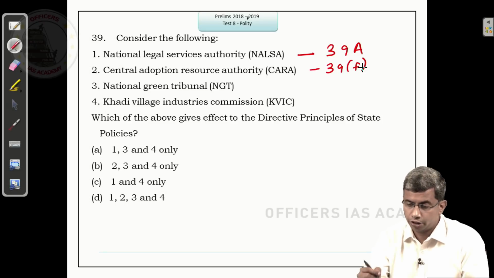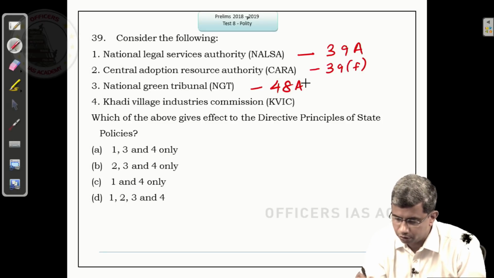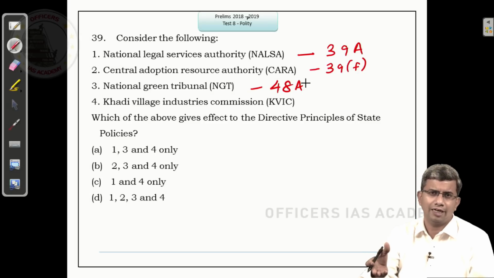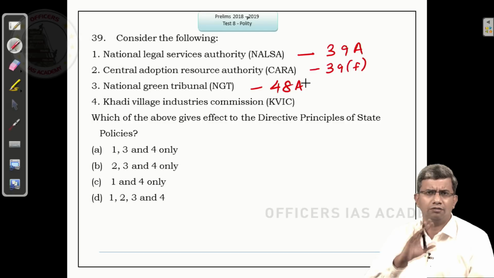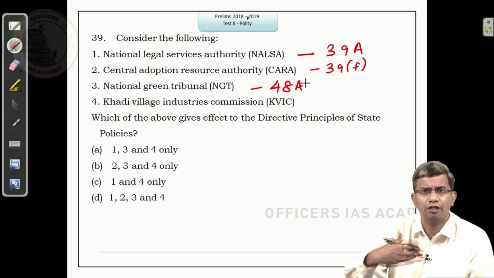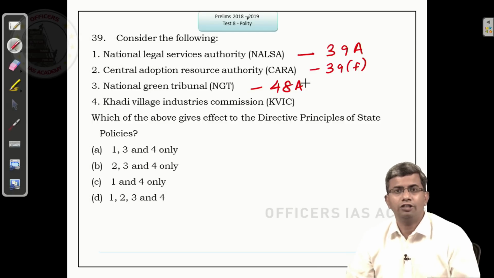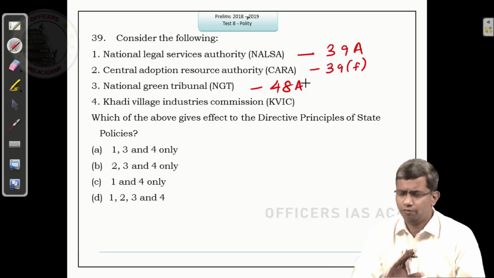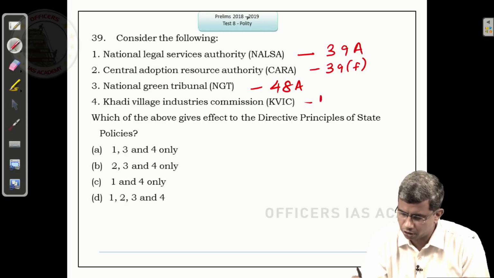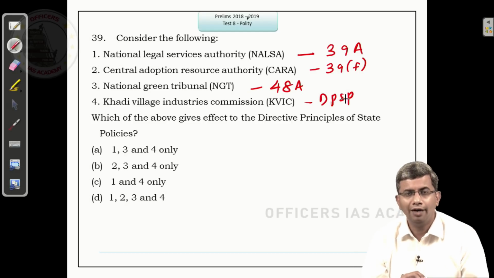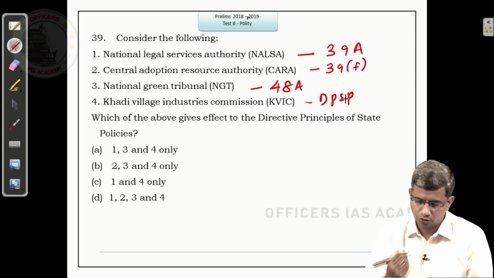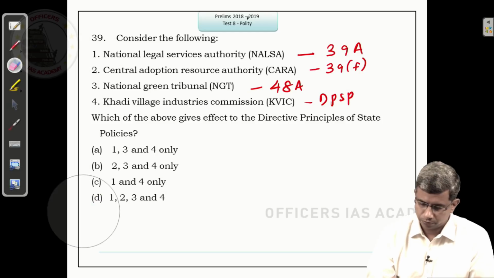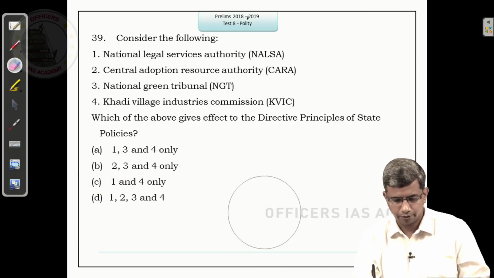National Green Tribunal, protect the environment, Article 48A. Khadi and Village Industries Commission, guys, again I am forgetting the exact article number, 43, yeah, 43 if I am not wrong. Promote cooperative societies, promote cottage industries, all that is given in one of the articles, between 41 and 43. So this is also part of DPSP, right? So the correct answer is 1, 2, 3 and 4, right? So 39 is D.